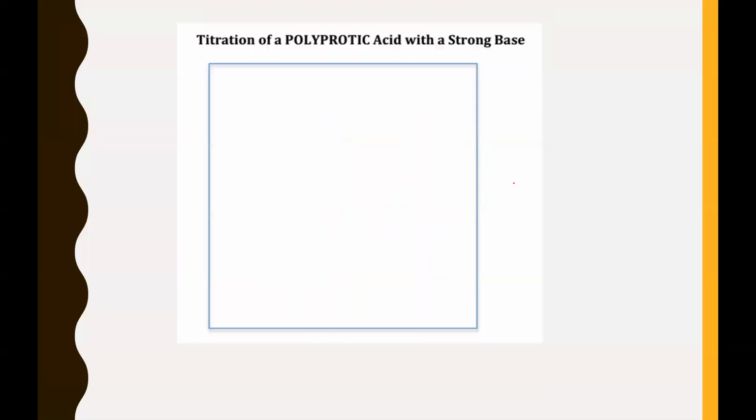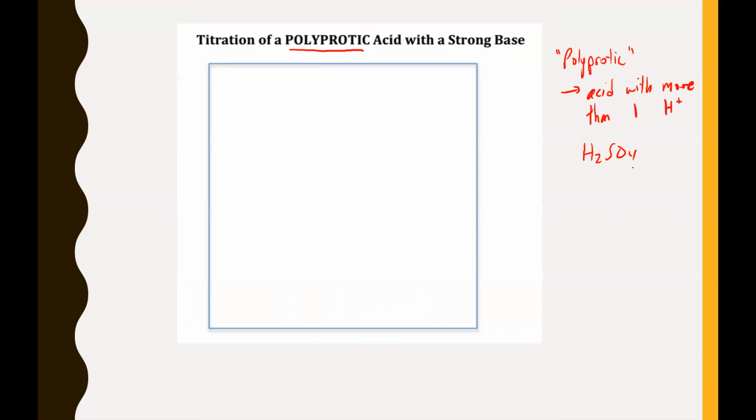So just so you can get an idea what a graph of that would look like, we call it a polyprotic acid. That just literally means an acid with more than one hydrogen. So maybe I'll even write that on the side here. Polyprotic. Polyprotic is an acid with more than one H positive. So a good example, we've already dealt with it today. H2SO4, sulfuric acid, that's a polyprotic acid.